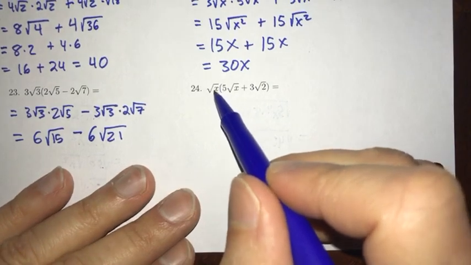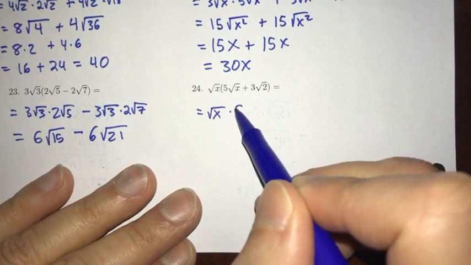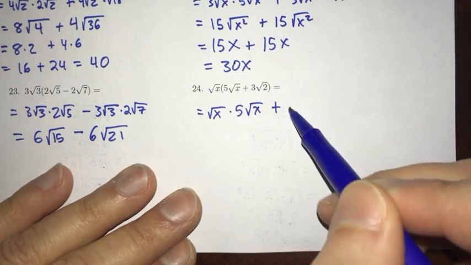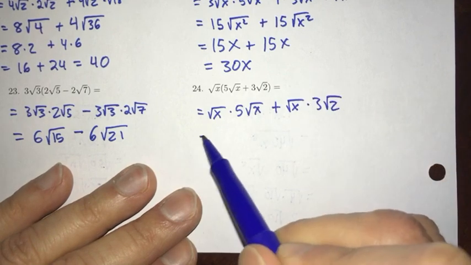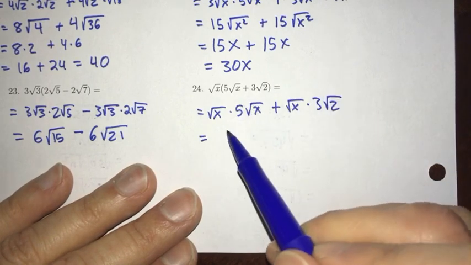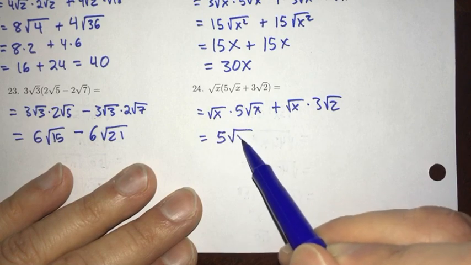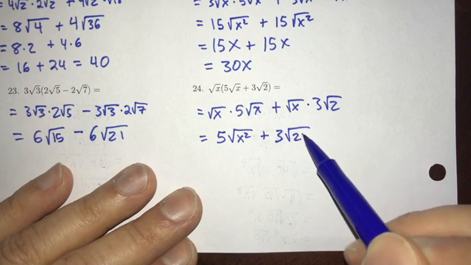We'll do the same thing here. We have, okay, this is being distributed through there. Square root of x times 5 root x, plus square root of x, we're distributing through, times 3 root 2. If we multiply what's in the roots, we get 5 root x squared, plus, here we have 3 root 2x.